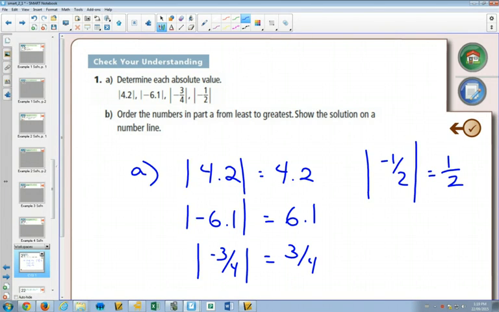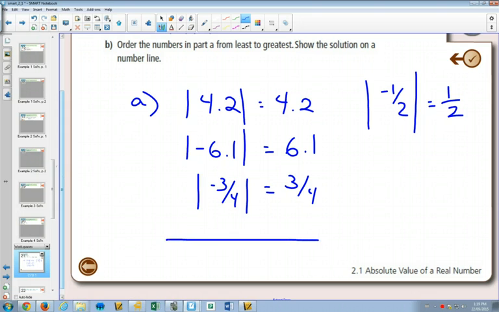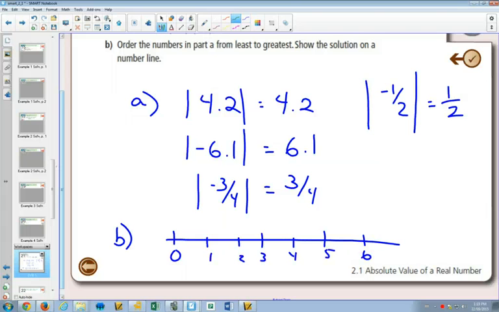So now when we want to order these ones from part A from least to greatest, you have to think, well, they're all going to be positive numbers. Show the solution on a number line. I'm going to put 0 down here because they're all positive. Our highest number is just over 6. So our biggest number right here would be the absolute value of negative 6.1, because that's equal to 6.1.